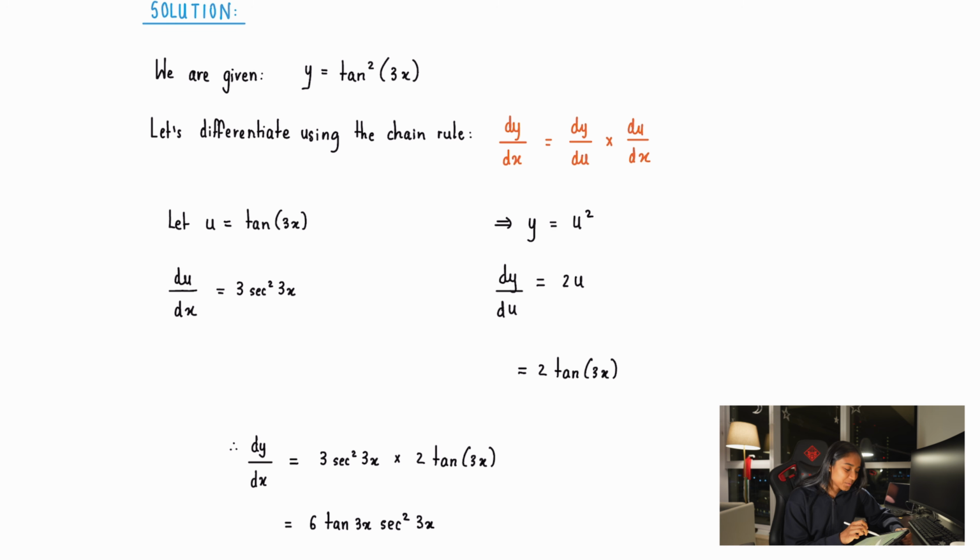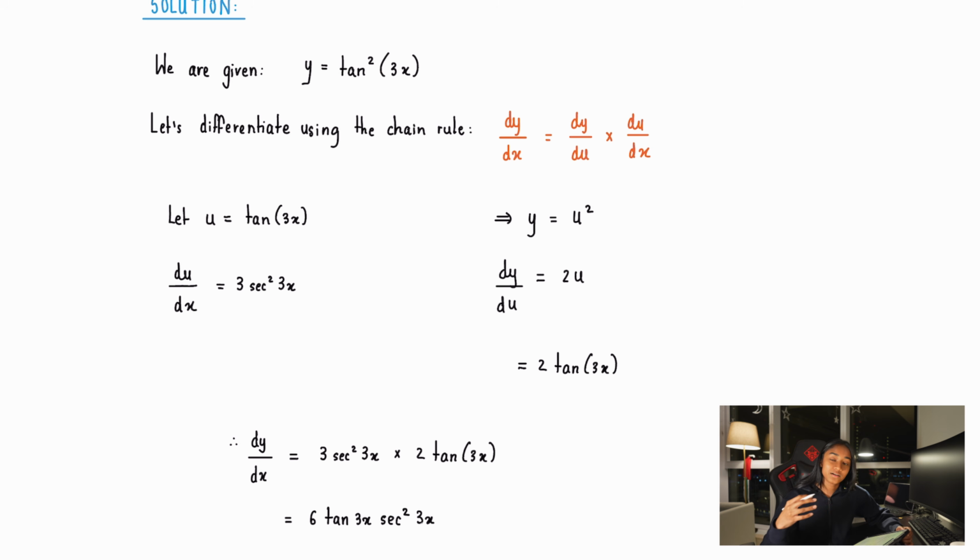So we're going to let u equal tan 3x. If we let u equal tan 3x and we know that y is equal to tan squared 3x, we now know that y is equal to u squared. We are going to differentiate both u and y separately. du/dx would be 3 sec squared 3x, and dy/du would be 2u. When we substitute u back, we get 2 tan 3x.